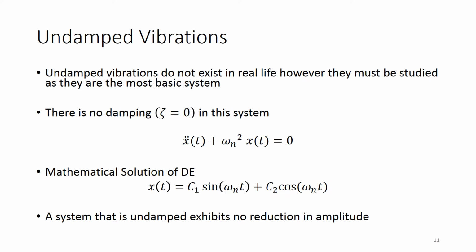Undamped vibrations do not exist in real life, however they must be studied as they are the most basic system. In undamped vibrations there is no damping, so zeta is equal to 0 in the system. And you can see that the generalized equation simplifies to x double dot of t plus omega n squared x of t is equal to 0. And we can also find the mathematical solution of this differential equation, which is x of t is equal to c1 sine omega n t plus c2 cosine omega n t, where c1 and c2 are constants that we can find using the boundary conditions.